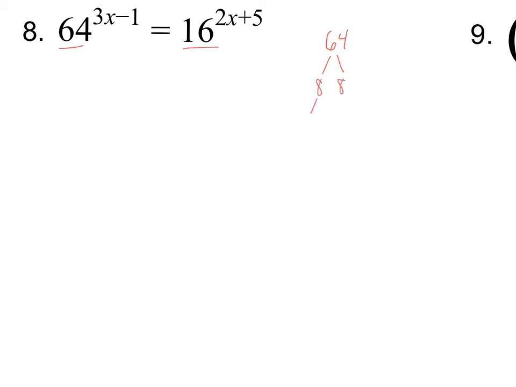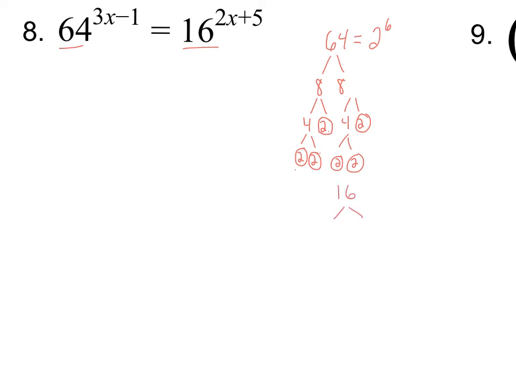So 64 is 8 and 8. 8 is 4 and 2. Oh, there's a prime number. 4 and 2, there's another prime number. 4 is 2 and 2, so there's 2 more prime numbers. And 4 is 2 and 2. Those are 2 more prime numbers. So basically 64 is 6 twos, so it's 2 to the 6. And I just get this because I have 6 of the 2s circled.